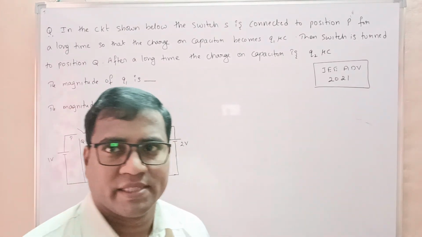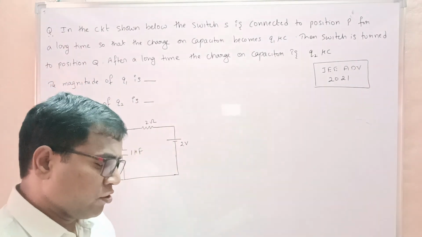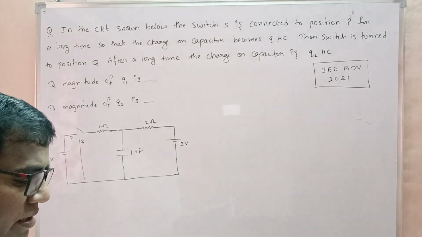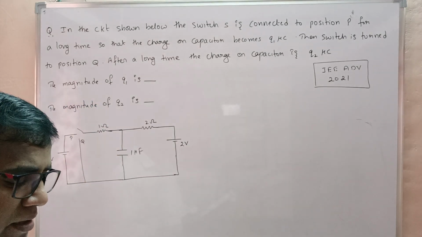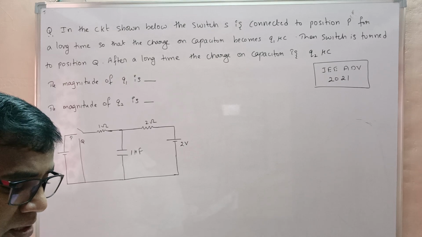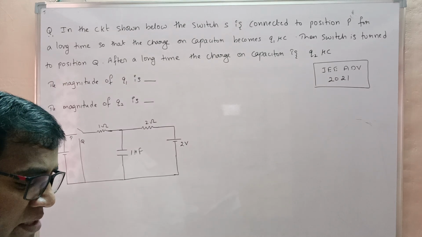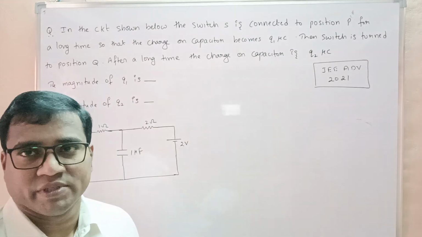Dear students, let's see this question. In the circuit shown below, the switch S is connected to position P for a long time so that the charge on the capacitor becomes Q1 μC.